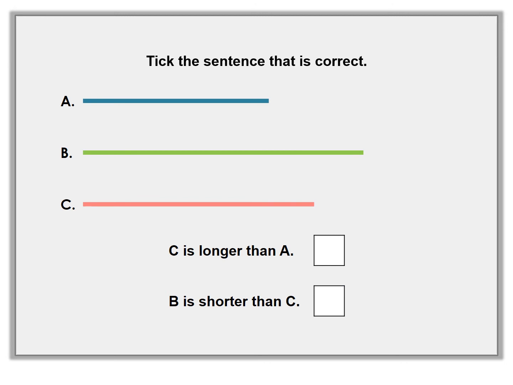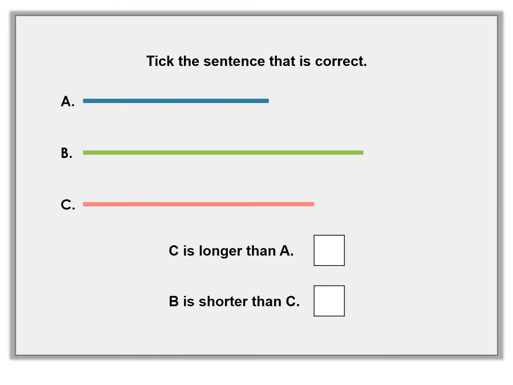Right, now we need to tick the sentence, but we can't tick it, it's not in front of us, so you're just going to have a think about it and point to the sentence that is correct. So we've got the red line along the bottom, which is C. We've got the green line in the middle, which is B. And we've got the blue line at the top, which is A.